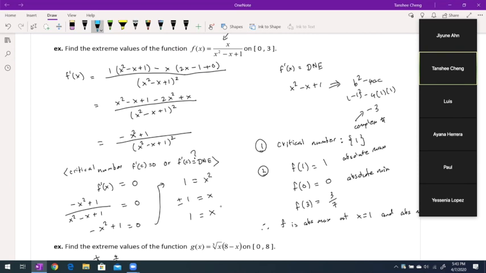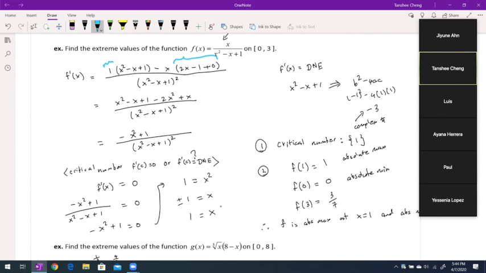So taking the derivative of the function, that gives me the derivative of the numerator, which is 1, times the denominator, minus the numerator times the derivative of the denominator, which is 2x minus 1. Simplifying it, that gives me negative x squared plus 1 over the quantity x squared minus x plus 1, squared.